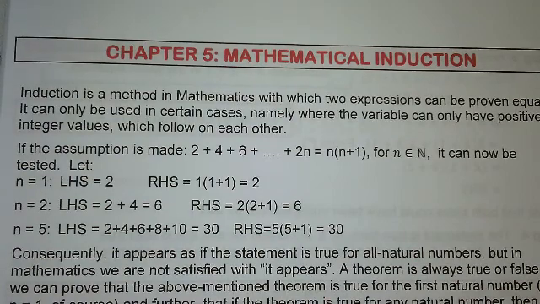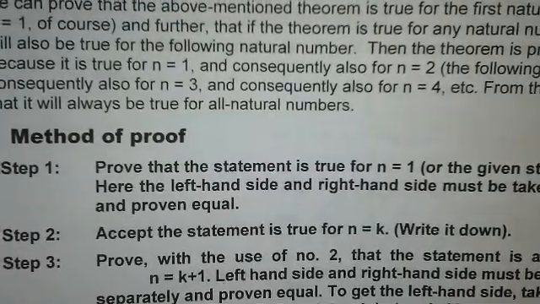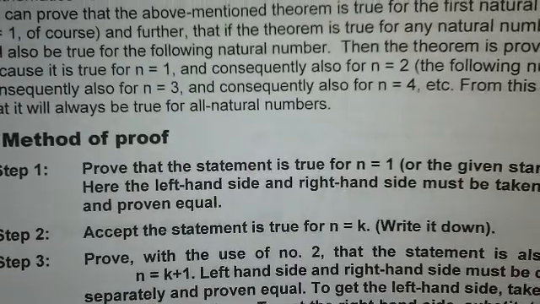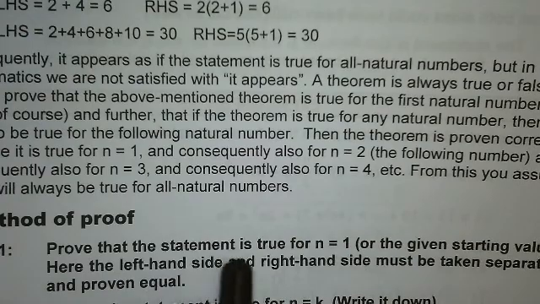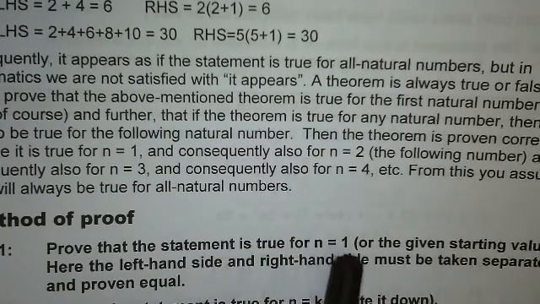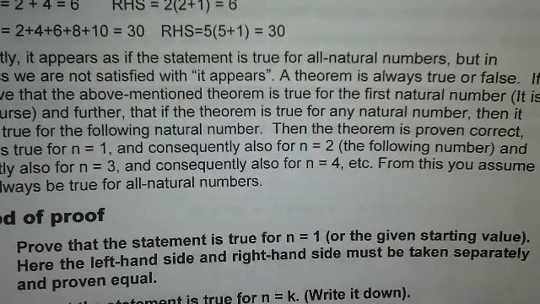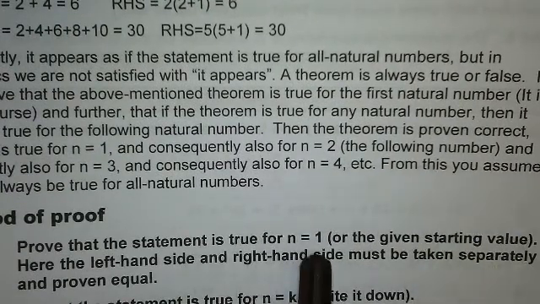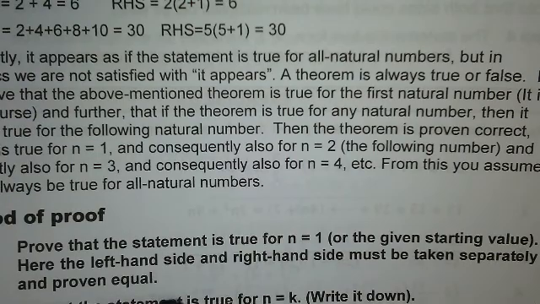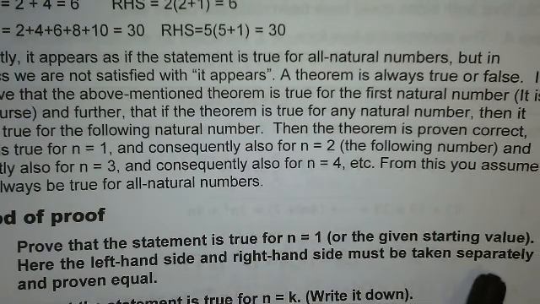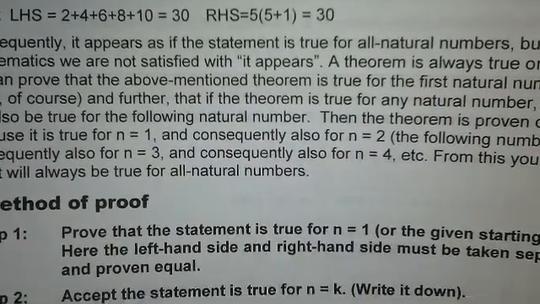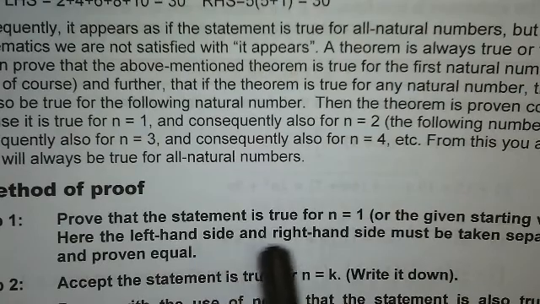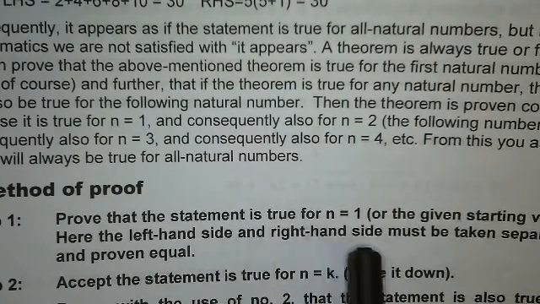So this is my method of mathematical induction. First, you prove the statement is true for n equals 1, or the given starting value. Most of the time we're using n equals 1. Here the left hand side and the right hand side must be taken separately, and this is very, very important. This is the method you must follow with mathematical induction. So you start and work with the left hand side and the right hand side separately.